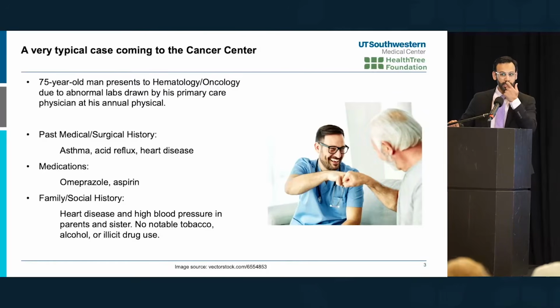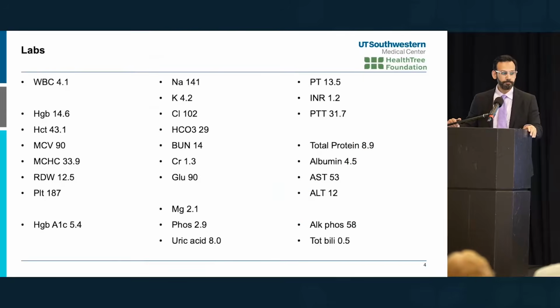And I'd like to just start with a case to anchor us, and this story might sound somewhat familiar to you all. So let's say a 75-year-old gentleman comes to hematology oncology, has some abnormal labs that were drawn by his primary care doc, some usual things in his medical history, some asthma, some acid reflux, on omeprazole, aspirin, some family history of other things, but nothing tied to what we would consider related to myeloma.